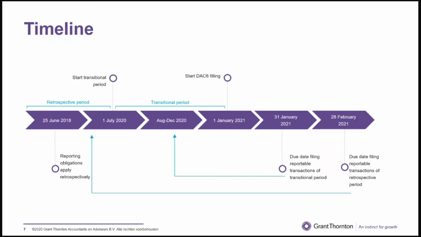So you have 30 days for that. And after that, the reporting deadline of 30 days starts. So after January 1st, any arrangement which has been made available, which is ready for implementation or for which the first step has been taken, should be reported within 30 days.